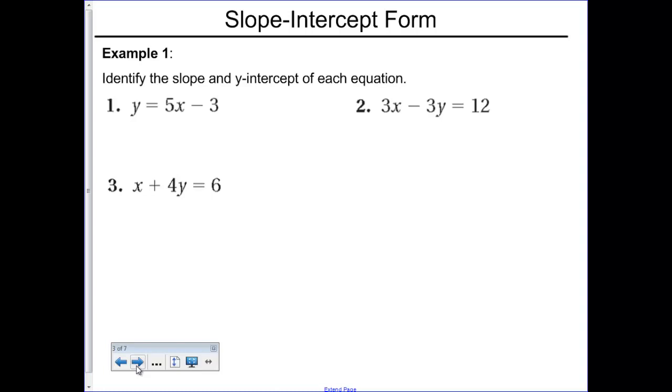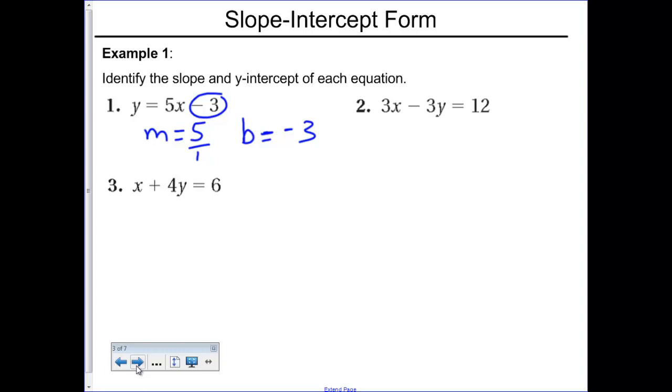Example 1, identify the slope and the y-intercept of each equation. Well, number 1 is really easy. It's already in slope-intercept form, so we would say that m is equal to 5. So our slope is 5. We could call it 5 over 1 if we'd like. And our y-intercept, also known as b, is equal to negative 3. That sign out in front is important. It is negative 3.